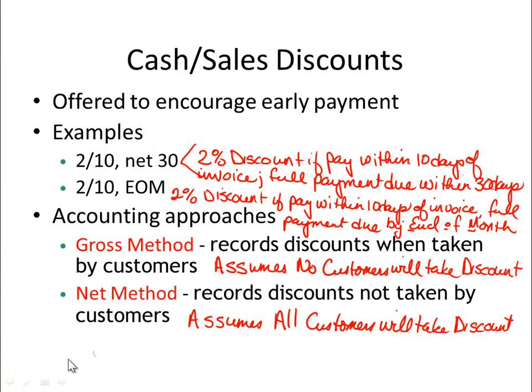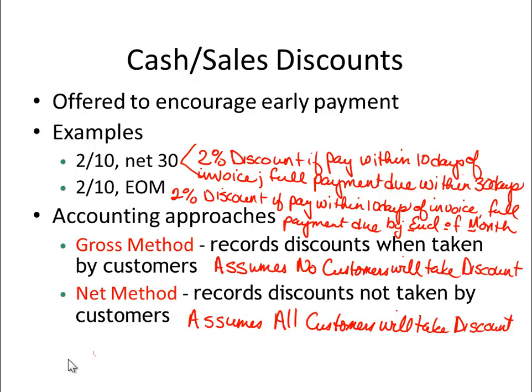Now, cash or sales discounts. To encourage customers to pay early, especially if they're commercial accounts, we may extend to them credit terms. And those would be things like 2/10, n/30, where the customer would get a 2% discount if they pay within 10 days of the invoice, but the whole bill is due within 30 days of the invoice. Or it may say 2/10 EOM. That means you get a 2% discount if you pay within 10 days of invoice, but the whole bill is due by the end of the month.